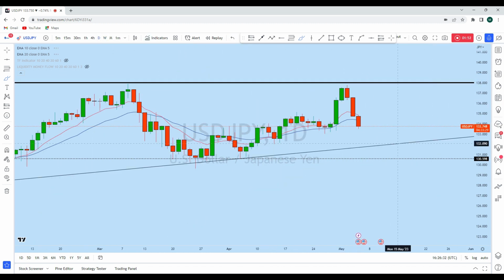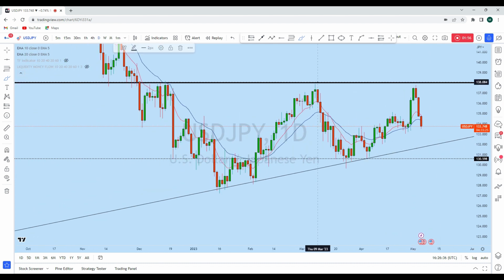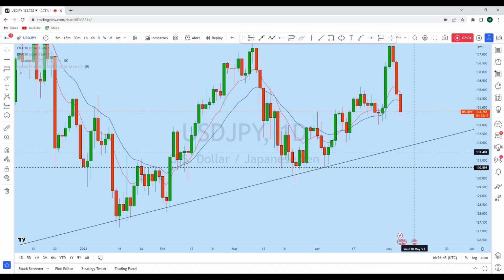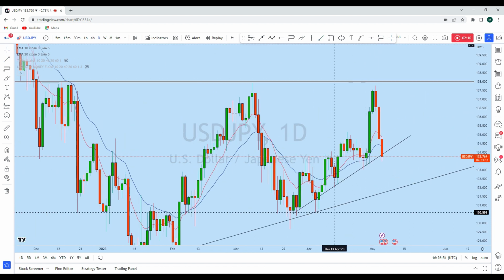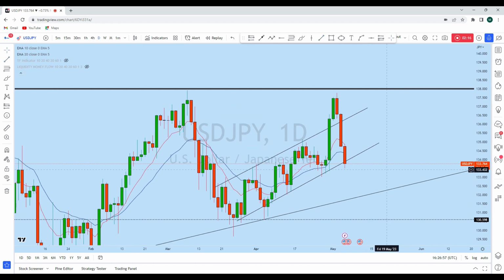If we look at the daily, we can see that from the daily perspective as well, there was a double top formation with a lower high on the right side. So with the double top formation, dollar yen has a rejection. This is the daily channel that dollar yen was respecting for a long time, and that channel has broken to the upside. Now we saw that immediate rejection.